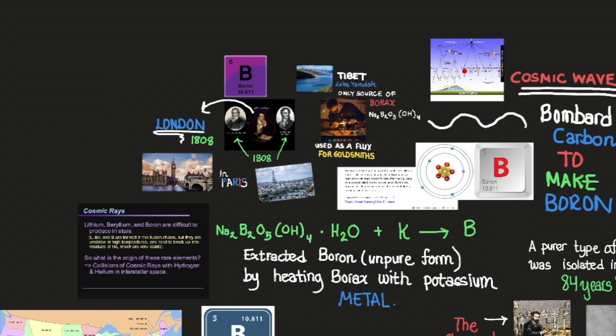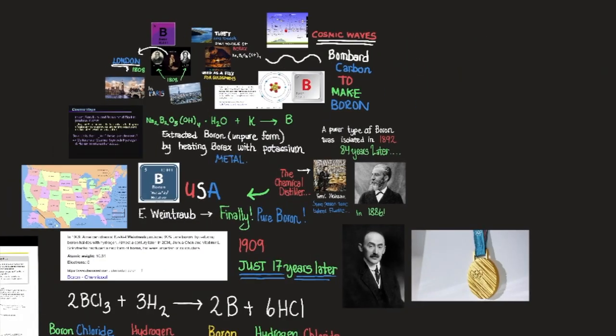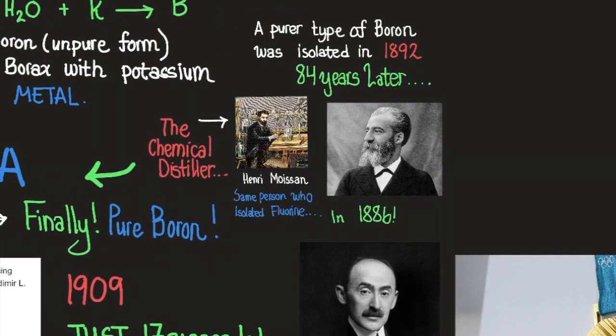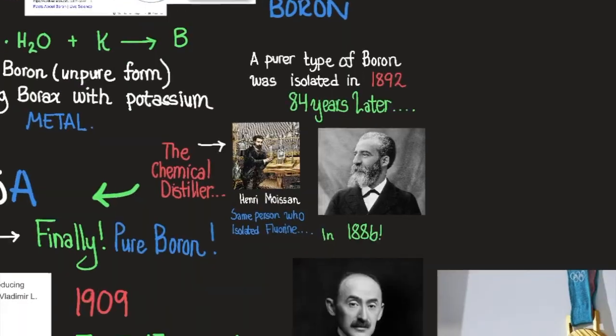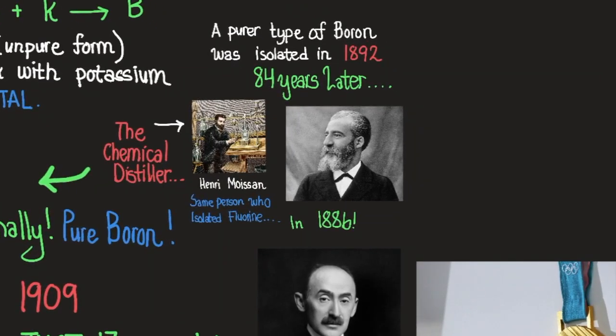Although the boron wasn't yet fully pure, that didn't stop other individuals from trying to isolate boron and purify it. The next individual that we will talk about in the isolation of boron is one we already talked about in the fluorine video. He was involved in the electrolysis of fluorine, which allowed it to become separate from its previous bond.